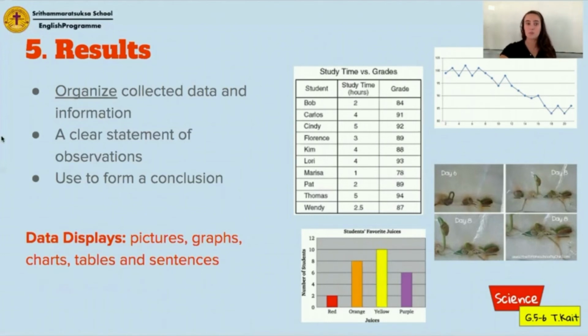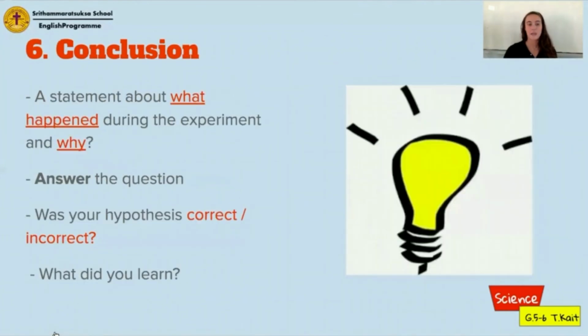Your results could also be written as a sentence or a clear statement of what you are seeing, your observations. We use this information to form a conclusion. Step 6 is the final step of the scientific method. It is a statement about what happened in the experiment and why.